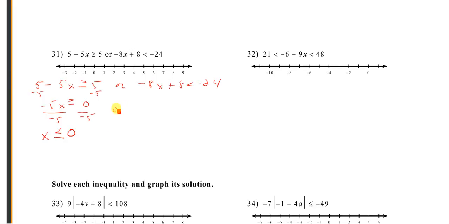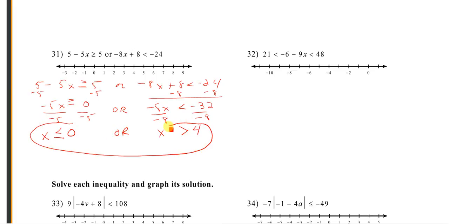Okay, and on the other side, let's go ahead and work it. I am going to subtract 8 from both sides. And that's going to give me a negative 8x is less than a negative 32. Divide both sides by a negative 8. Dividing by a negative again is going to cause that inequality to switch. I would have x is greater than negative 32 divided by 8, which would be greater than 4. So this was an OR. So I'm bringing the OR down, and here is the algebraic part of my answer.